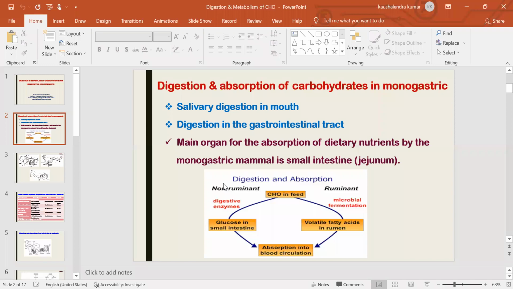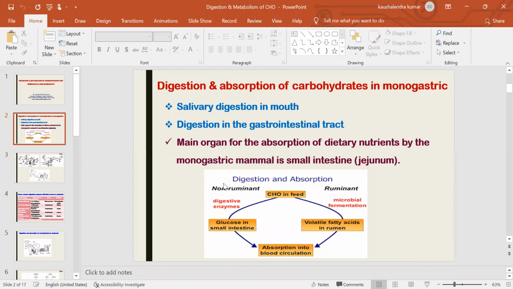So what happens in salivary digestion? When the animals consume the food and feed ingredients, first they chew it, and this process is known as mastication of the feed. During mastication, the larger food particles are broken down into smaller ones, and continuously these food particles are mixed with the saliva.